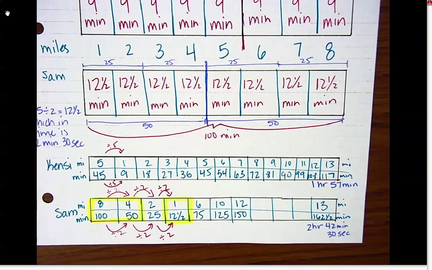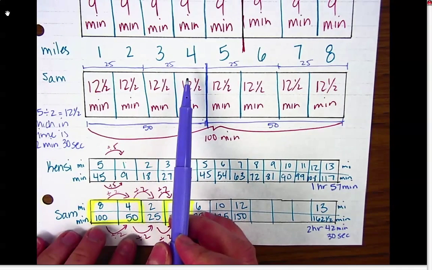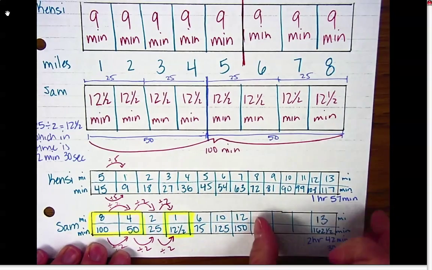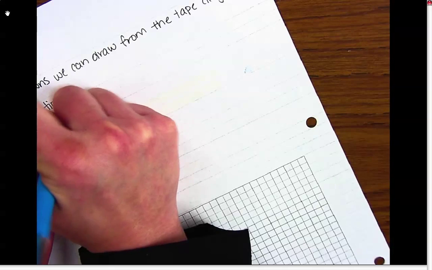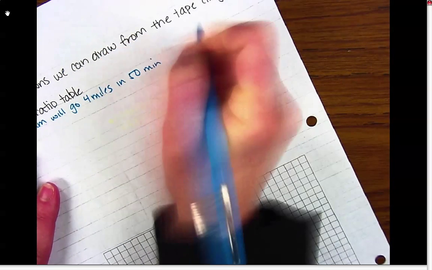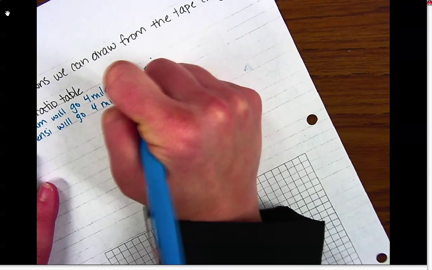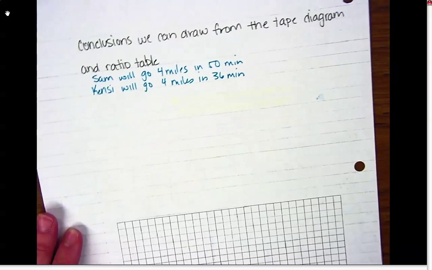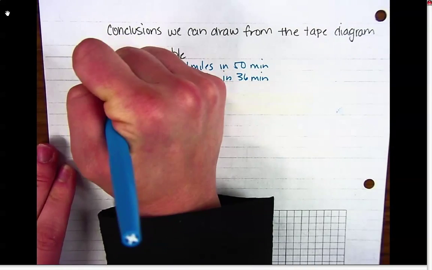So a particular conclusion I can draw is that I see right here it's going to take Sam 50 minutes to go 4 miles, and 9 times 4 is 36, so Kenzie will go 4 miles in 36 minutes. So I'm going to write that down as a conclusion. Sam will go 4 miles in 50 minutes. Kenzie will go 4 miles in 36 minutes. So who's going to win the race? That's something you can put into your conclusion. So here are 2 conclusions.